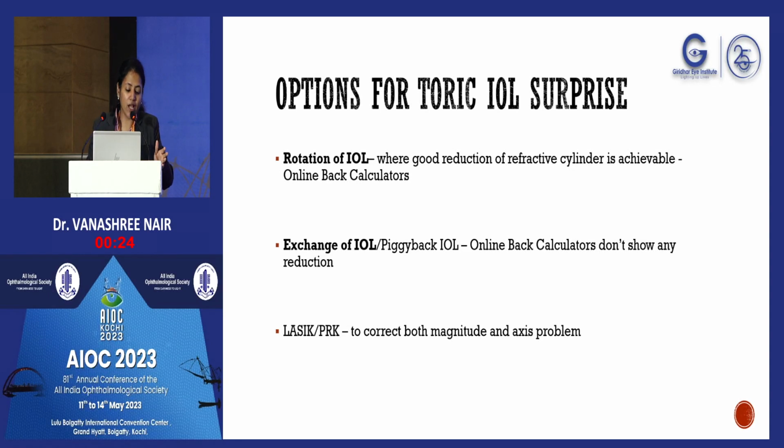Now, if the rotation of the IOL gives a good result, then you can go in and dial the IOL. If it is not giving you a good result, then you need to go and exchange the IOL or use the piggyback IOL option. Now, if it is a small error, you can get away with LASIK or PRK, where both the magnitude and axis can be solved.